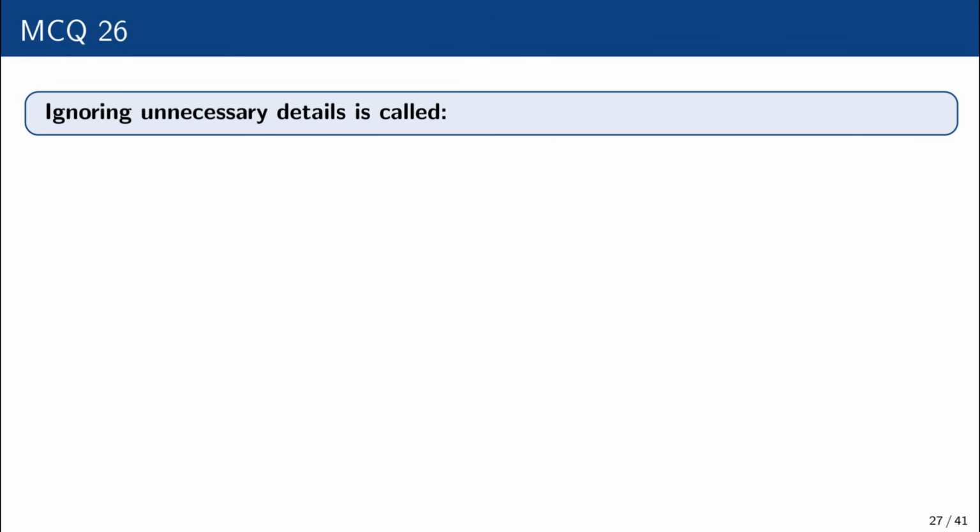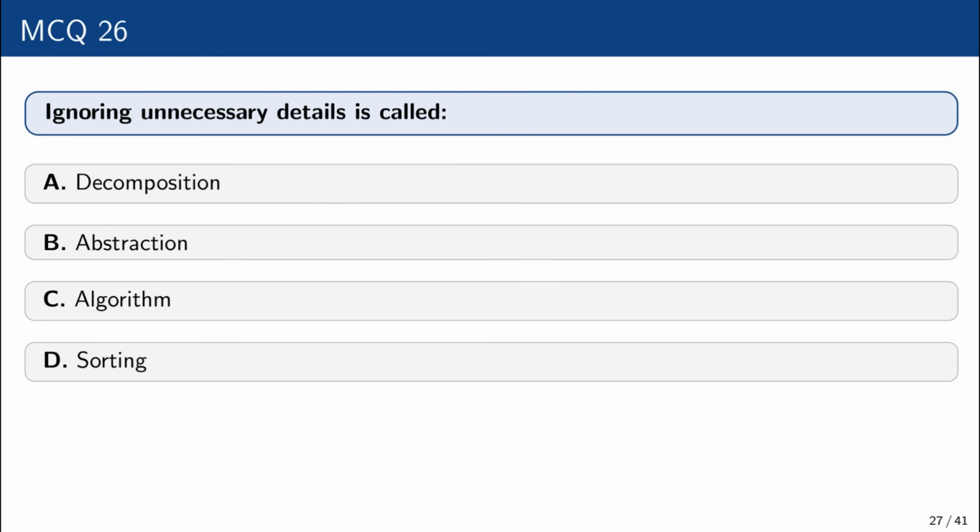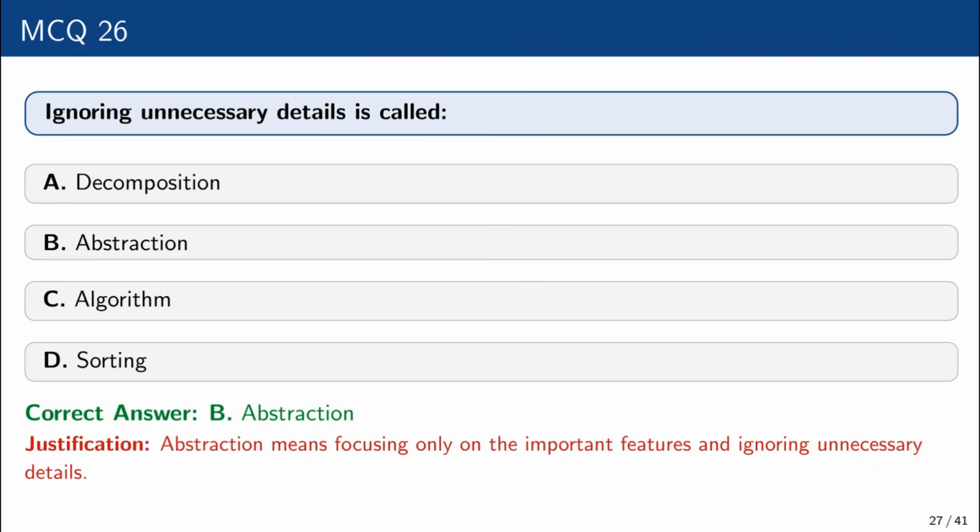Question number 26. Ignoring unnecessary detail is called decomposition, abstraction, algorithm, sorting. Obviously, abstraction. Because abstraction means focusing only on the important features and ignoring unnecessary details.